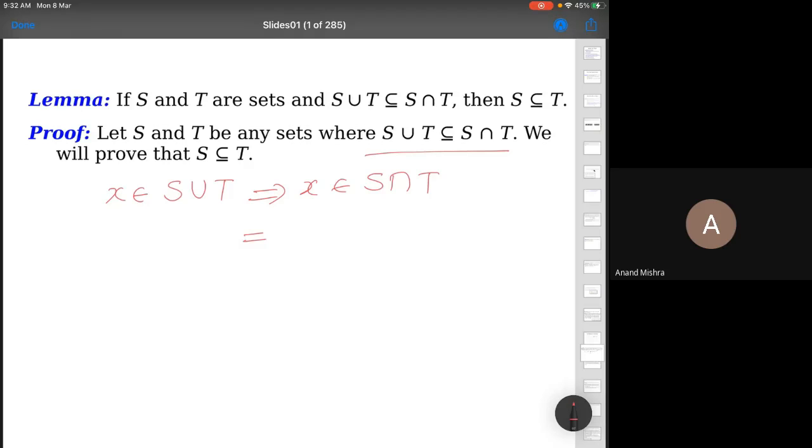What does it mean? X belongs to S and X belongs to T, right? Because if it belongs to both, then only it will belong to your intersection, right? Now, what is it that we are trying to prove here? We have to prove that S is a subset of T, right? How do you prove it? Anyone? How do you proceed?